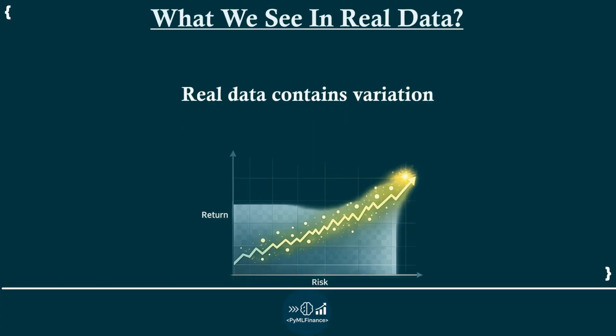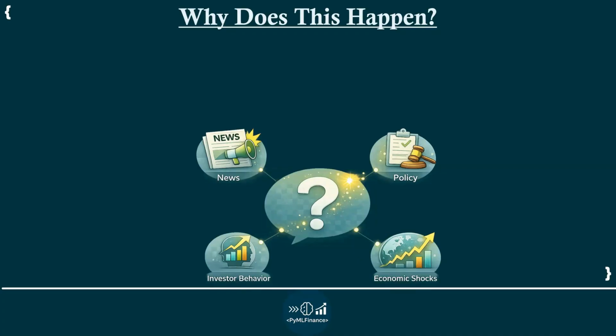Some high-risk assets produce high returns. Others perform poorly. Some low-risk assets perform surprisingly well. So, even when a relationship exists, outcomes still vary. This leads to an important question. If the relationship exists, why do the results vary so much? Why don't we see a perfectly predictable pattern? So, to understand this, we need to look at where randomness comes from.